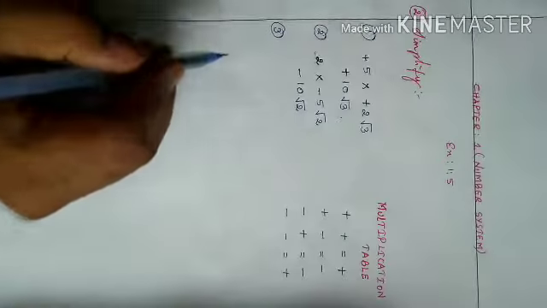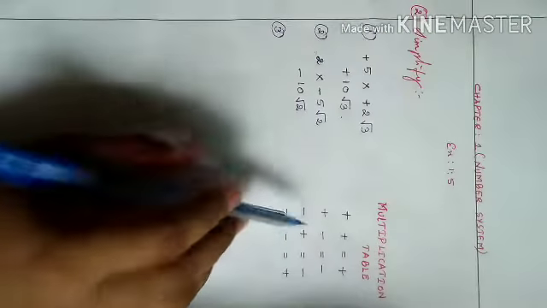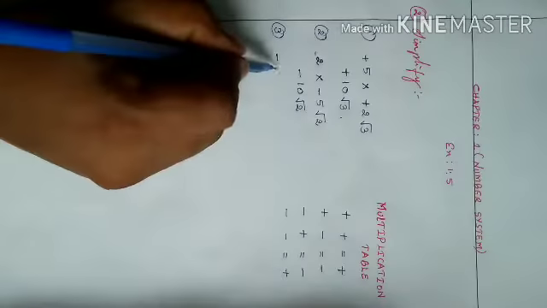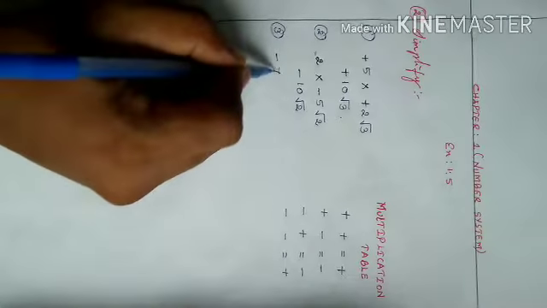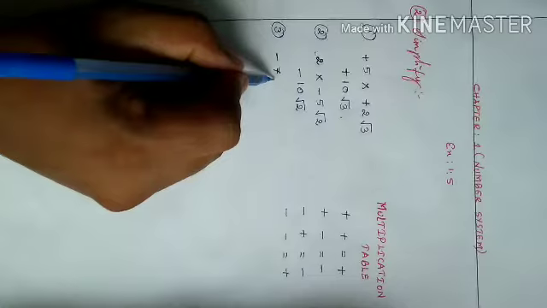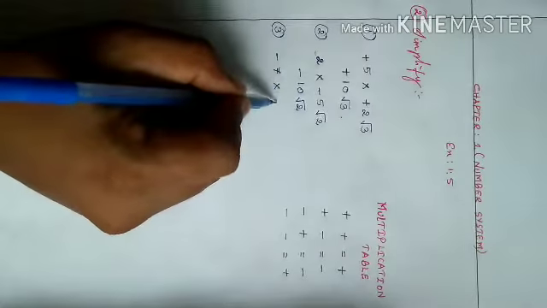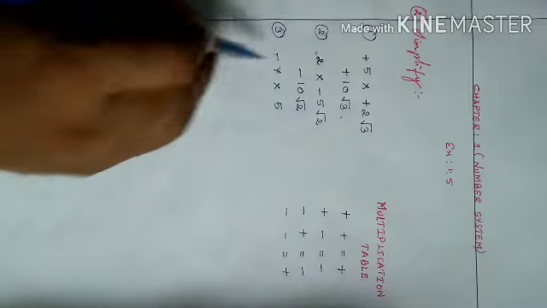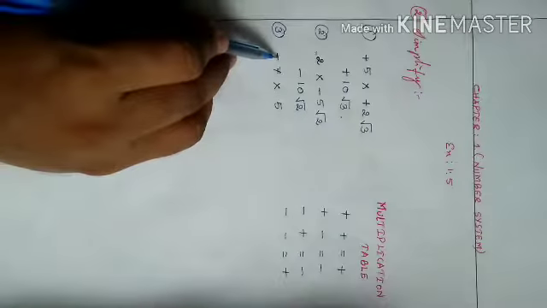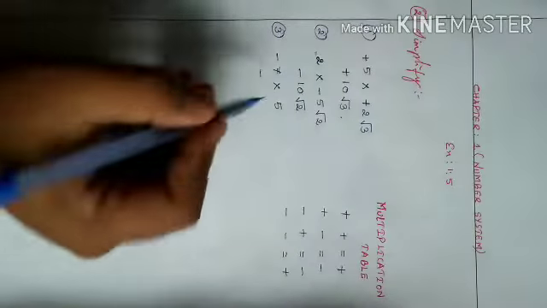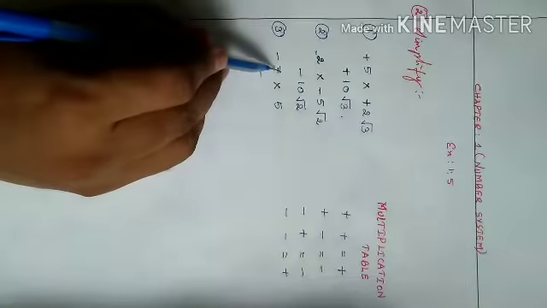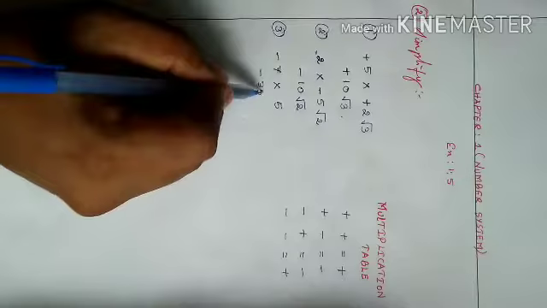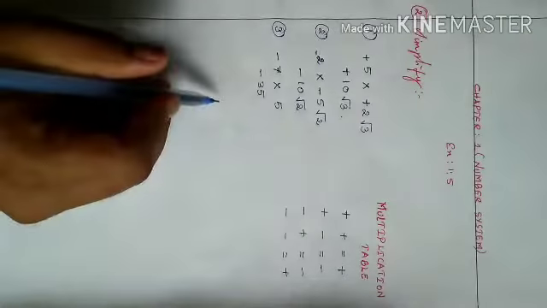Then the third one, minus into plus. First we should put the sign minus. We can write any number, so I am writing 7 into 5. What is the sign here? Minus into plus, minus. Whole numbers 7 and 5, so 7 into 5, 35. There is no irrational number here.